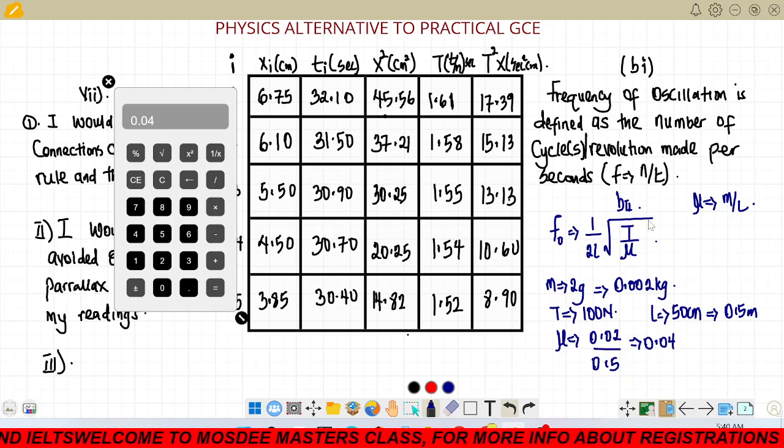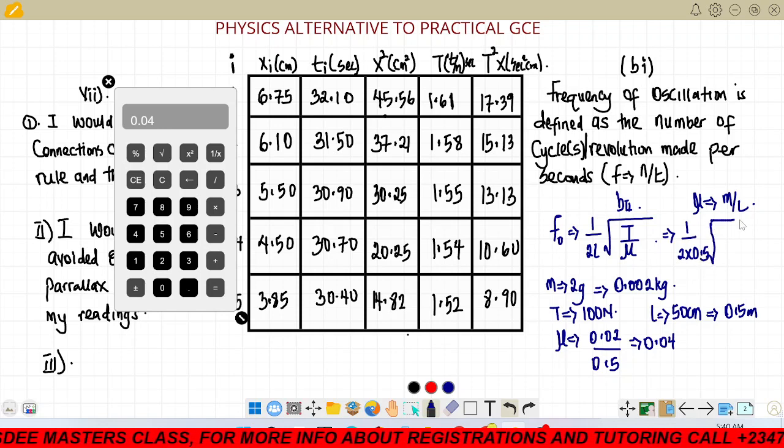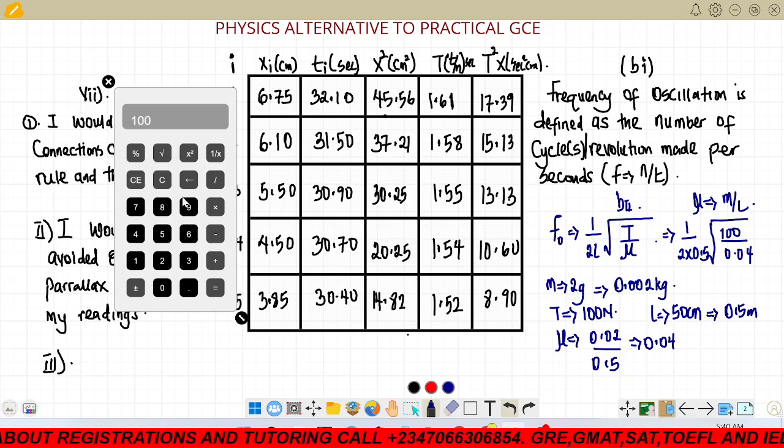So to finish up, I'm going to substitute. Directly to this side, 1 divided by 2 times the length, which is 0.5, that's 1 over 1. So square root of, when I say under root, I mean something is under this big square root. The tension here is 100, my dear student. The mu here we've done, that is 0.004. So now I'll focus on what is inside the square root. If I do that, I have 100 divided by 0.004, which is 25,000. Remember that here is the square root.